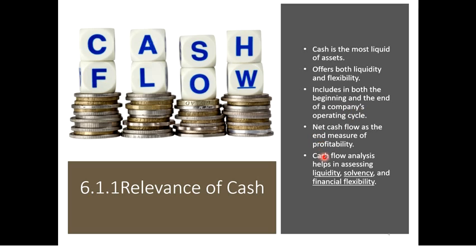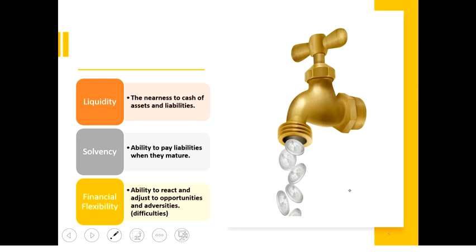So, fourth, dia digunakan untuk to measure the profitability. And lastly, cash flow analysis helps in assessing liquidity, solvency and financial flexibility. Inilah kenapa cash tu sangat relevant. So apa itu liquidity, solvency and financial flexibility? Liquidity is the nearness to cash of assets and liabilities. Ini maksud liquidity. Maksudnya kecairan.